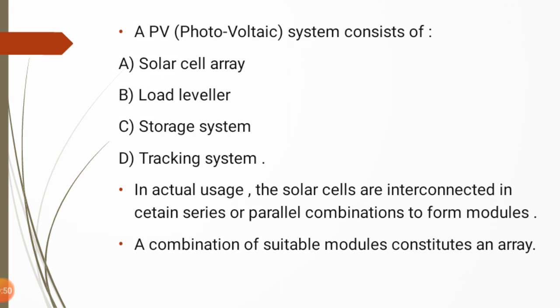In actual usage, the solar cells are interconnected in a certain series or parallel combination to form modules. That means, in order to obtain the solar cell array, the solar cells are interconnected in a series or parallel combination so that a module is formed, and the combination of suitable modules constitutes an array, that is the solar cell array.